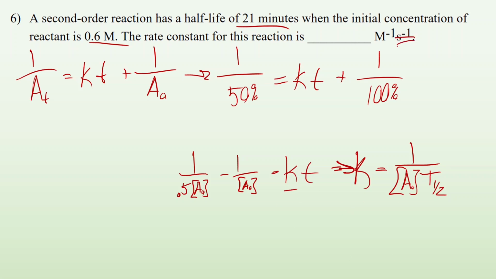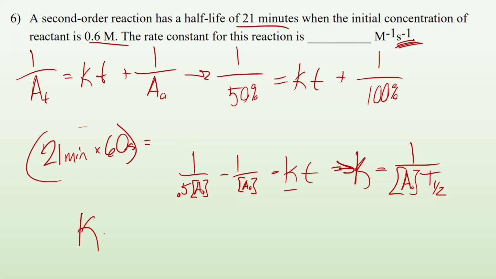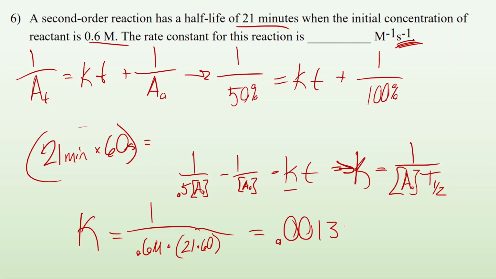Oh, wait a minute. Problem here. They want it in molar per second and they give me minutes. So I've got to go, hey, 21 minutes times 60 seconds equals my time, right? So K equals 1 over my initial concentration of 0.6 molar times 21 times 60, to give me my seconds. When I plug and chug and get that answer, I end up with 0.00132 molar to the minus 1, seconds to the minus 1.